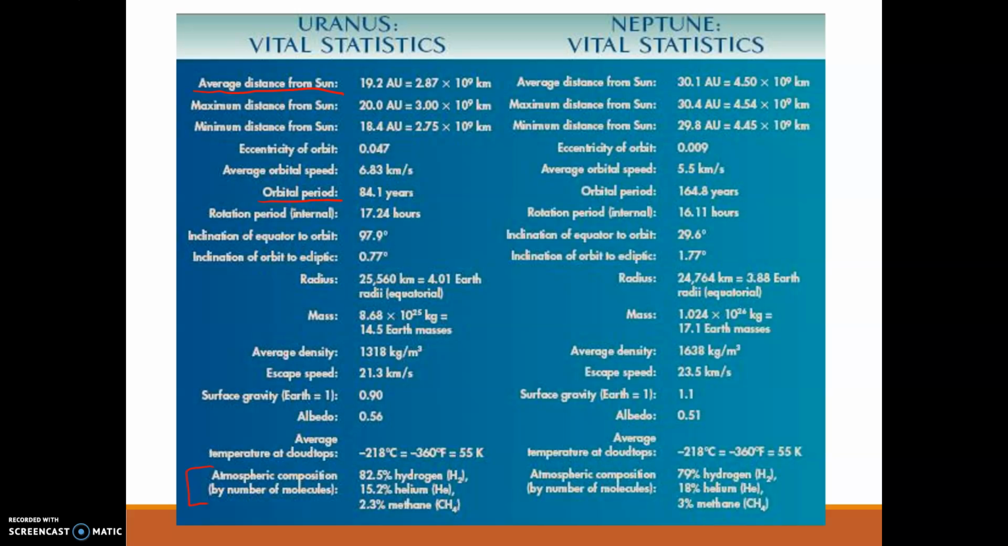When we're looking at Neptune, looking at our average distance from the sun, we can see it's 4.5 times 10 to the 9th kilometers away from the sun. Taking another look at our orbital period, 164 years, which is a huge difference just from Uranus itself. And then looking at our composition, again, high in that hydrogen, helium, and methane here.